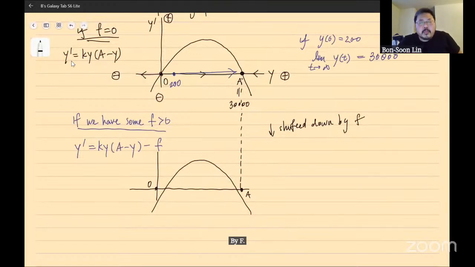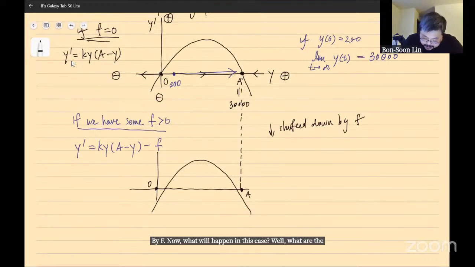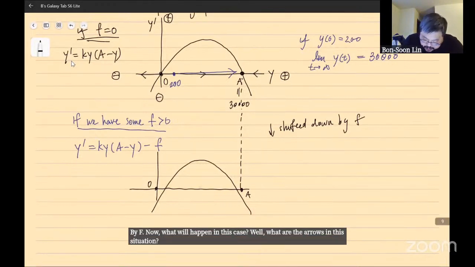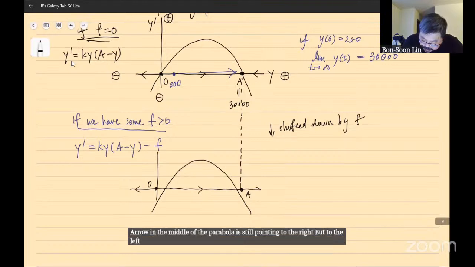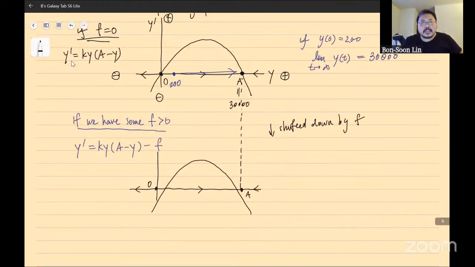Now, what will happen in this case? Well, what are the arrows in this situation? The arrow in the middle of the parabola is still pointing to the right, but to the left and to the far right, they're pointing in this direction, to the left. So how is the situation different?